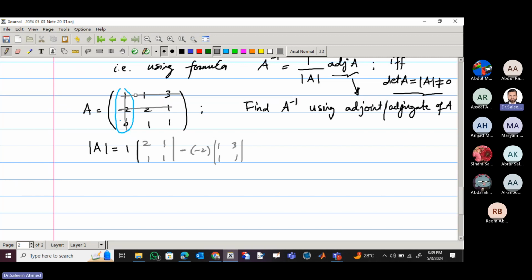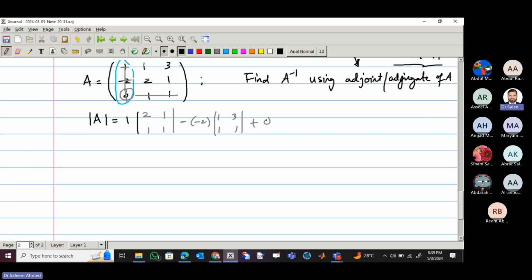Now this is not there, right? So this 1 and 3 are there. So that's why we got 1, 3, 1, 1. Now the third one will use this one. Third one is this. So this row and this column is gone. So 1, 3, 2, 1. So plus, because the third one is 0, so I can just leave it 0. No need to write anything with it because 0 will make everything 0.